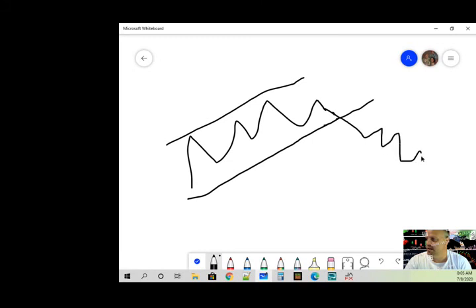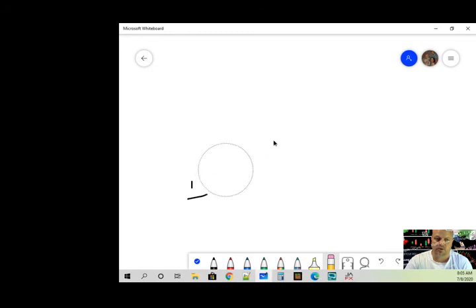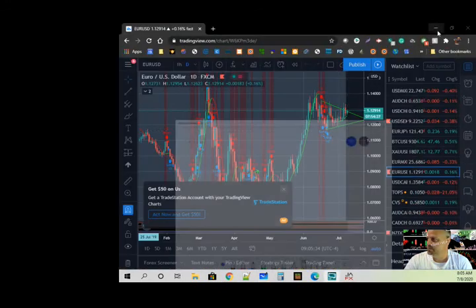It does not test the area. It's not coming back up to retest the area. So therefore, I wouldn't have got into the trade, because if not, there's other trades. There's other currencies out there that's going to do whatever it's going to do. So I'll teach you.